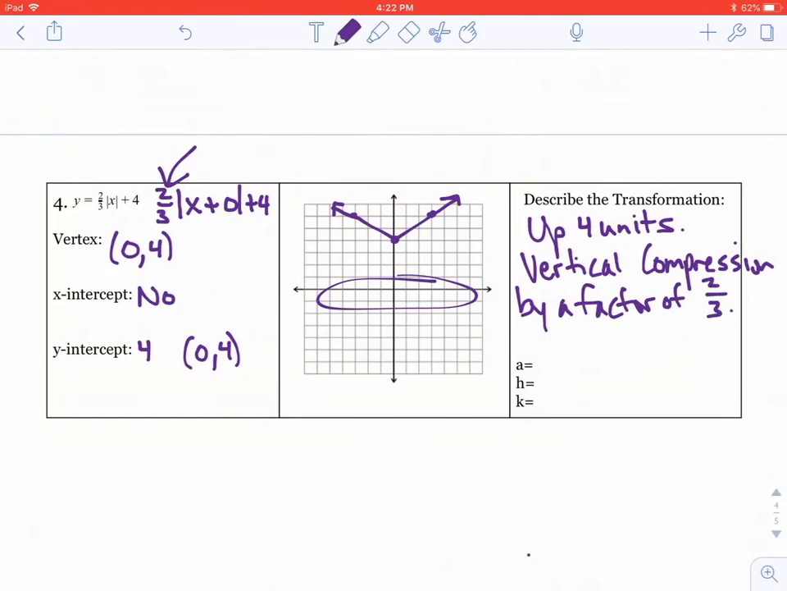Okay, the last thing to do is pick out A, H, and K. So A in this case was the 2/3 in the front. H is just 0 and K was 4.